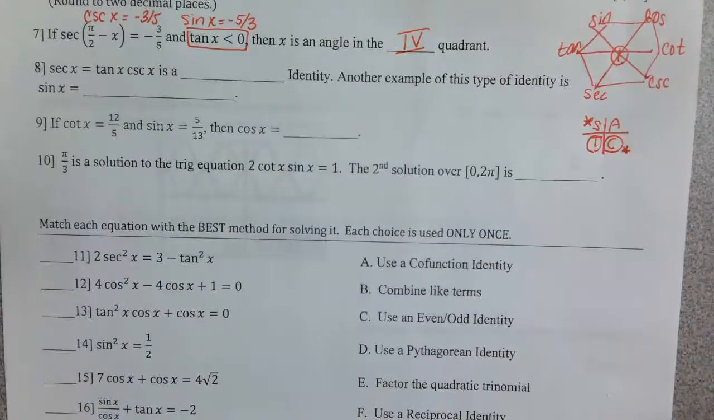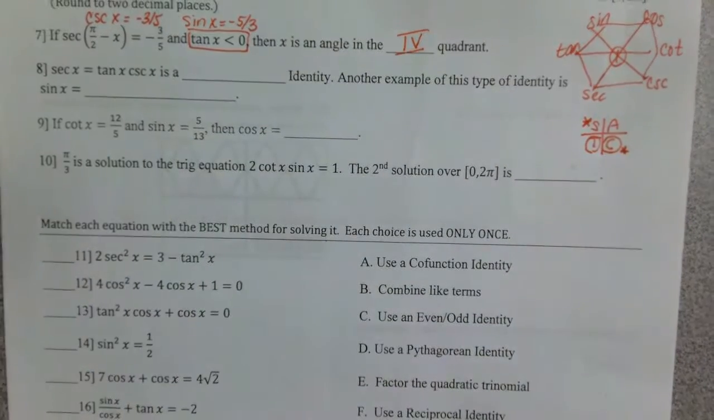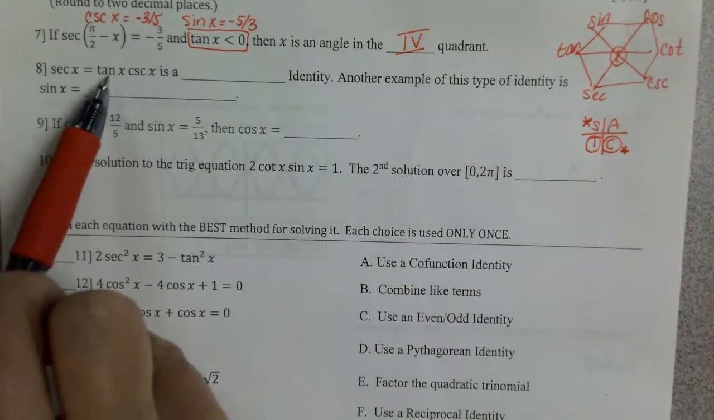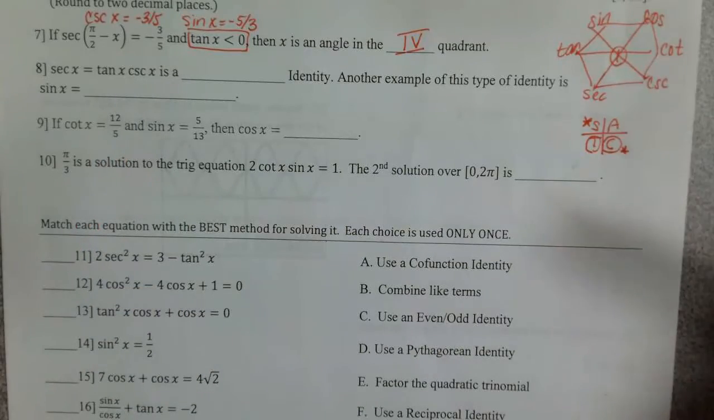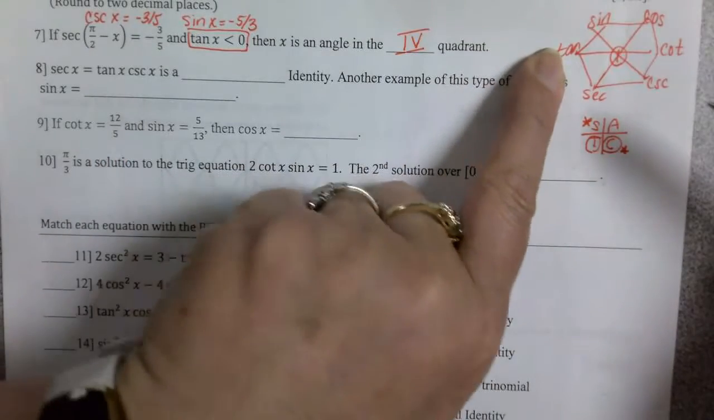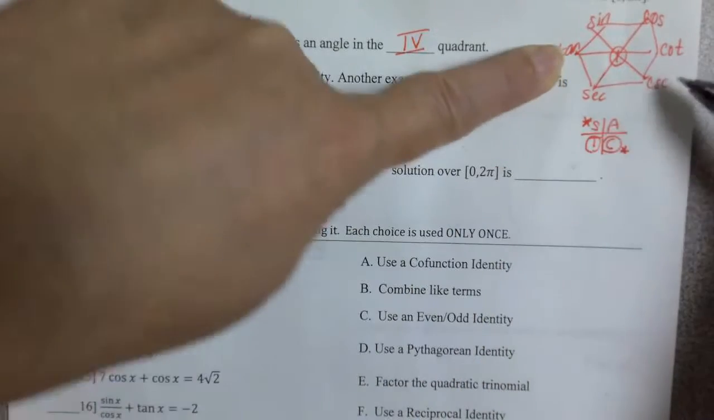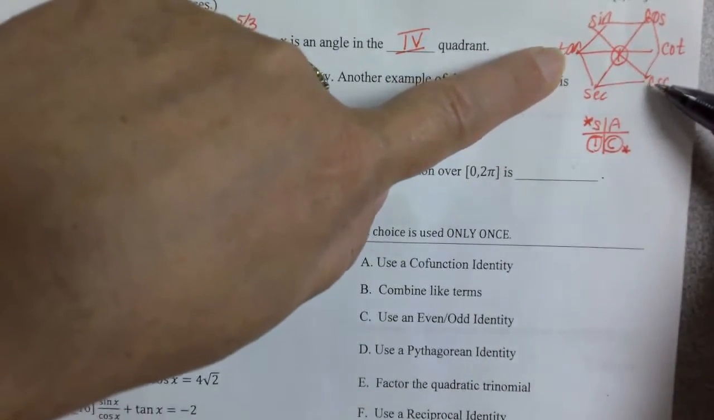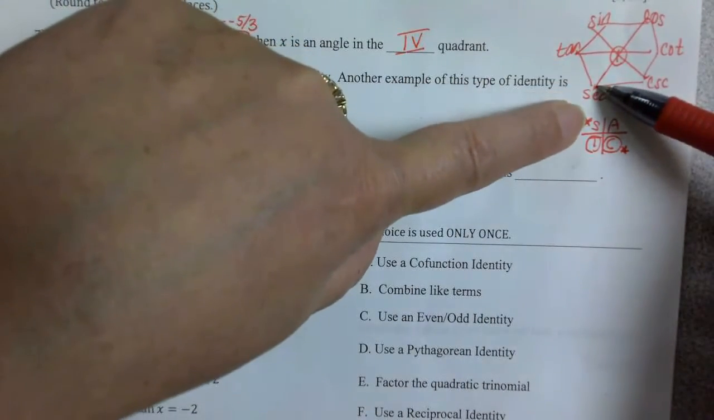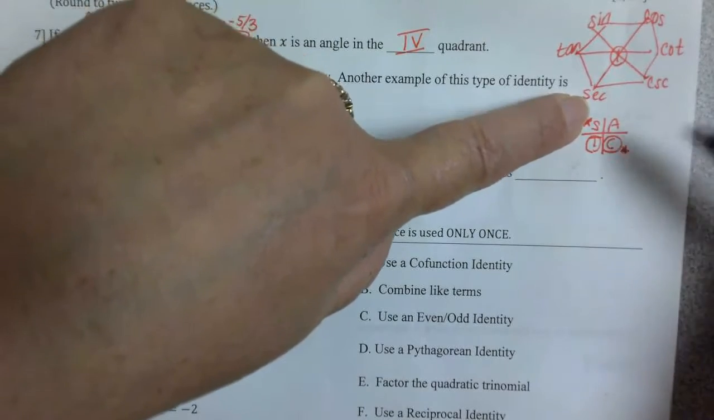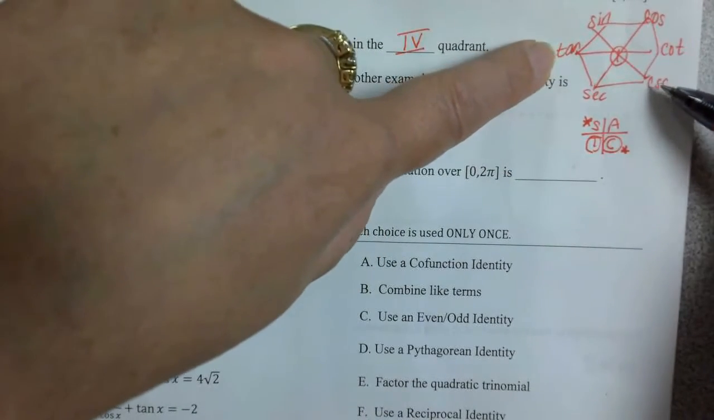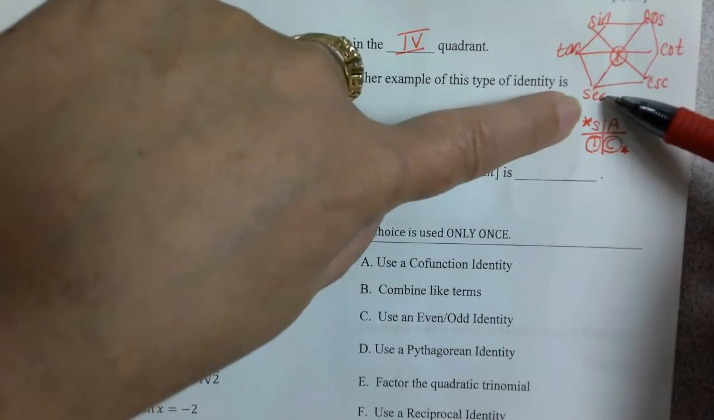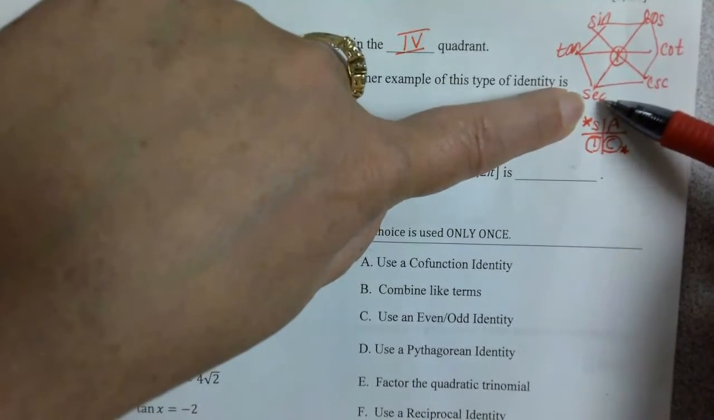Okay, then number 8, secant equals tangent times cosecant. When you look at your trig hexagon, tangent is here, cosecant is here, and they make a hinge with the vertex at secant. And those are product identities that make hinges. So the product of tangent times cosecant is the secant.